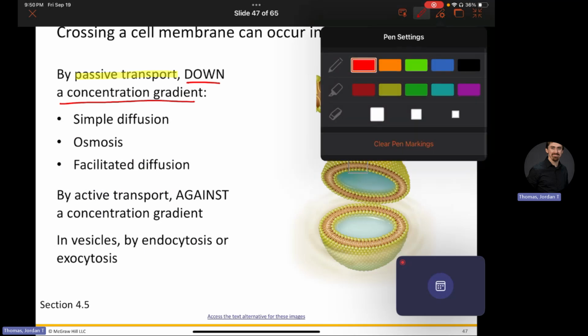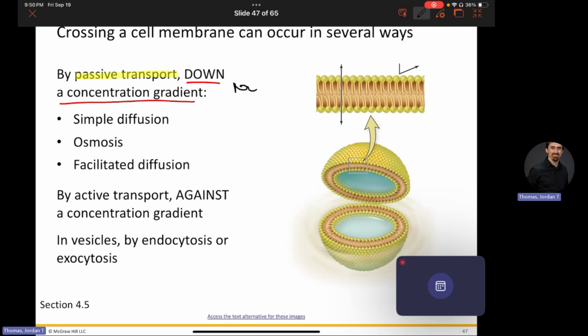So I will put that in black here. No energy. Since we're going down the gradient, you do not require energy. The solutes tend to want to go down the gradient from high to low. And then what I want you to know, these are some of the examples we're going to talk about. Simple diffusion, osmosis, and facilitated diffusion. Keyword is diffusion. Diffusion means we're going from high to low concentration. It's a process that's going down the concentration gradient and requires no energy. So if you ever see these words, that means it's a passive transport process.